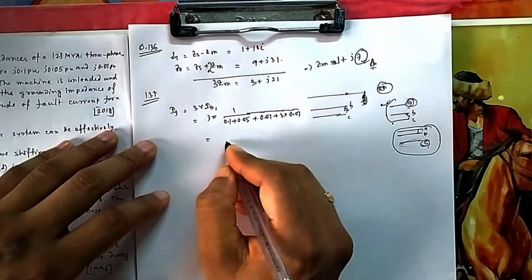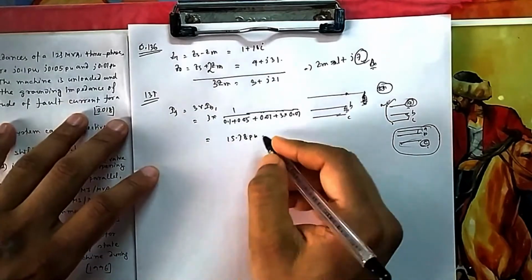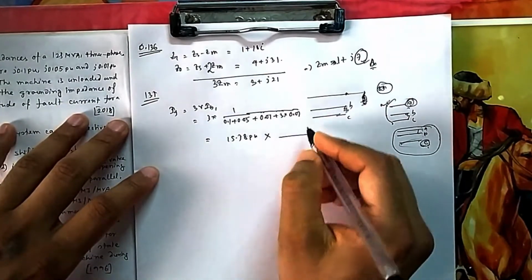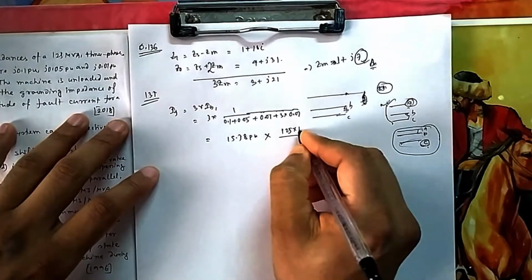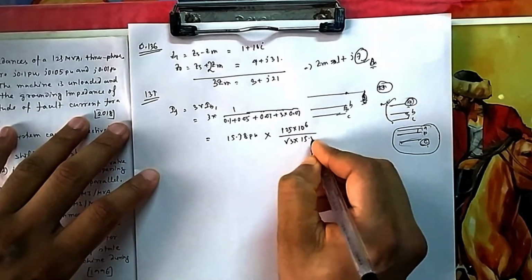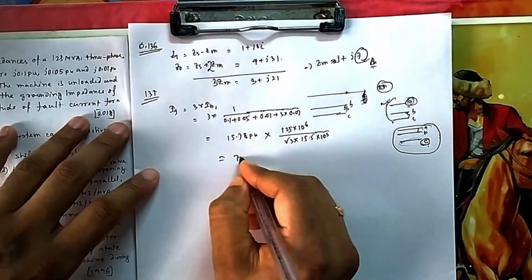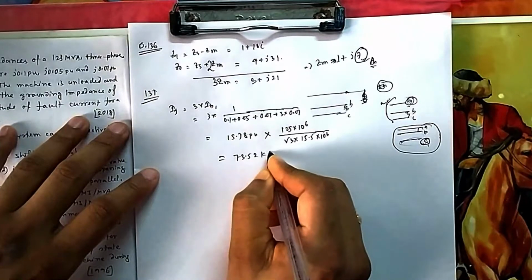So if you do this one, it will be 15.78 per unit, but they have asked you in kilo ampere, so you multiply it by the base. What is its base? 125 into 10 to the power 6 divided by root 3 into 15.5 into 10 to the power 3. So if you do this one, I think you will get 73.52 kilo ampere. So this is your answer.